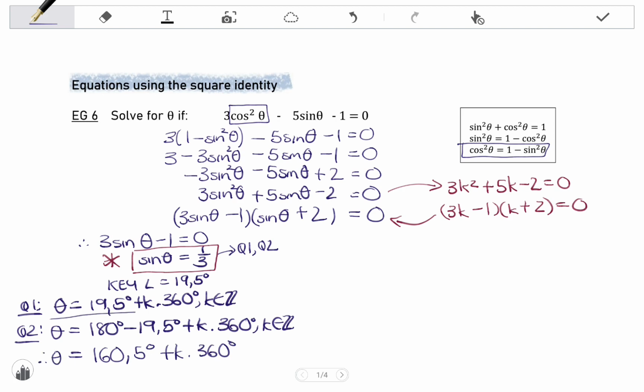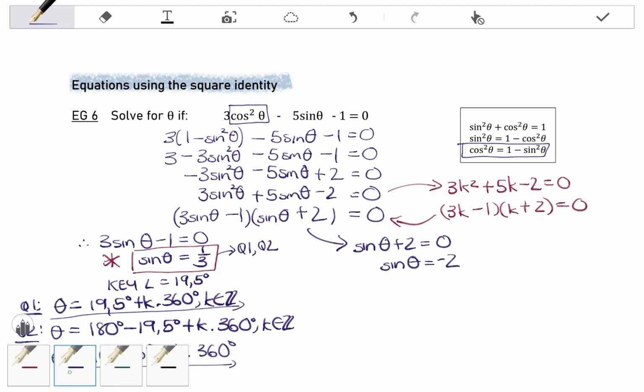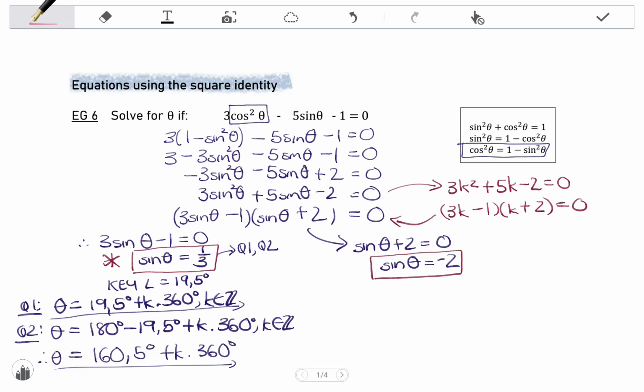Okay, so we have two general solutions there. And don't forget that you have another factor. So we also have that sine theta plus 2 equals 0. Solving for sine theta, I have sine theta equals -2. And again, here we have one trig function equal to a value, and we can try to solve.